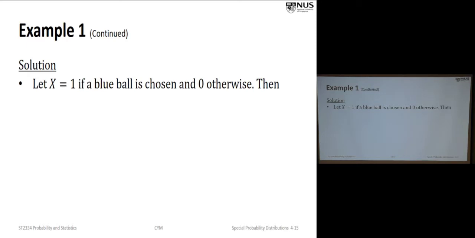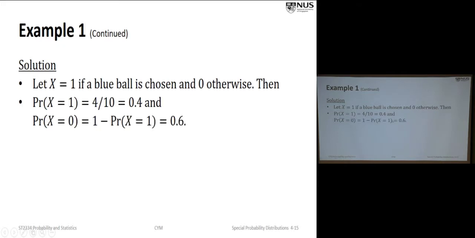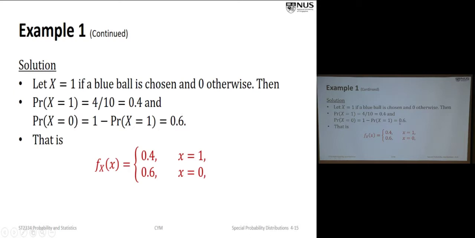Okay, so now I define my random variable x equal to 1 when it's a blue ball, and x equal to 0 when it's a non-blue ball. And then the next question is, what is the probability of x equal to 1? It's 0.4, and x equal to 0 is 0.6. So therefore, the PDF is given in this form. This is another way to write out the PDF.